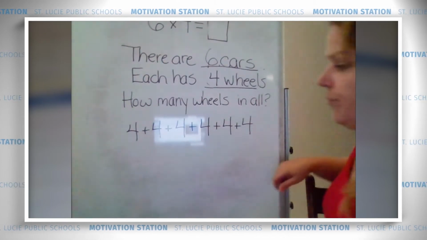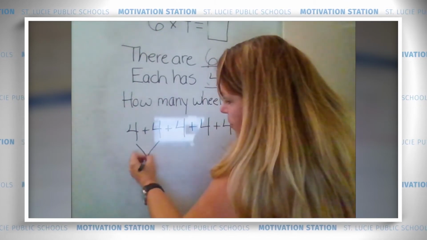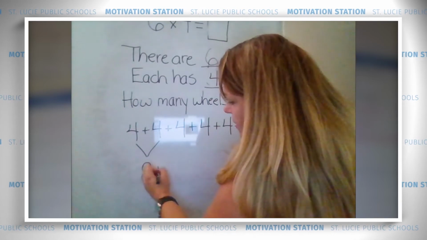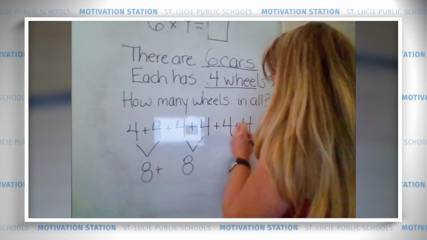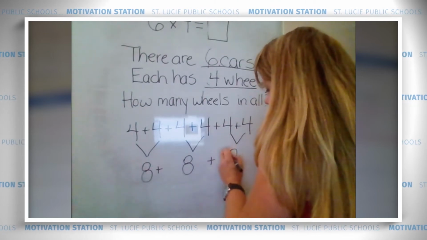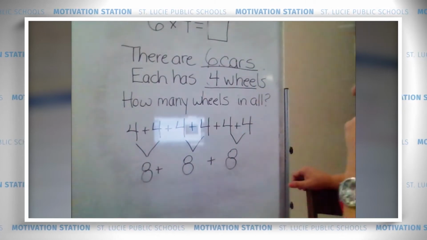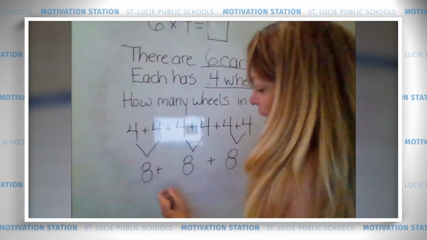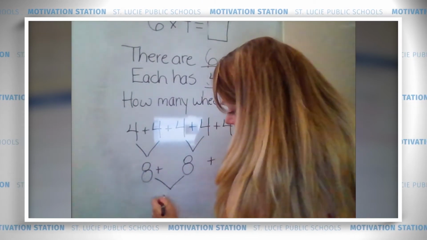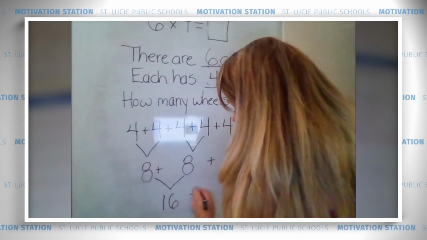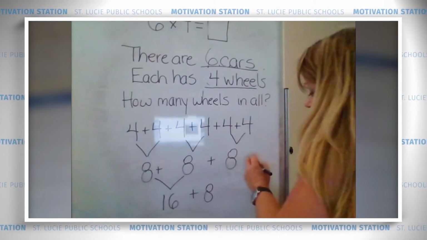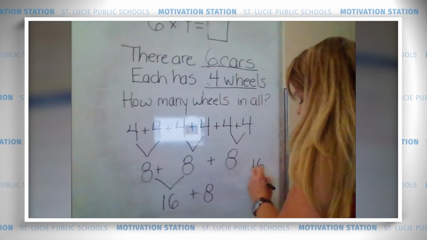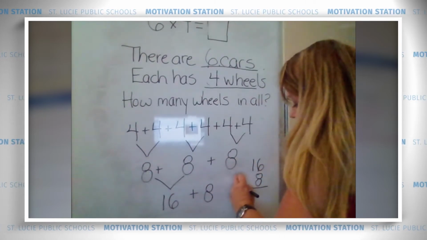All right, now to show our figuring. I'm going to do 4 plus 4 is 8, 4 plus 4 is 8, 4 plus 4 is 8. All right, so now I can add my 8's together. 8 plus 8 is 16, plus 8 more. And if you need a little help with that, we can do 16 plus 8 over on the side.